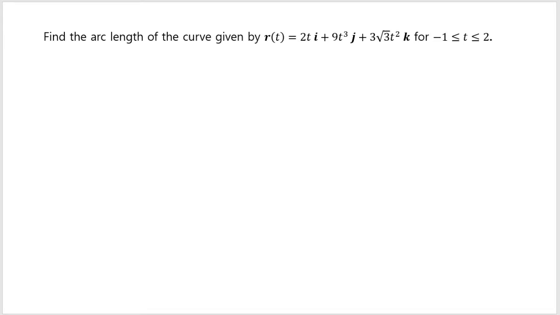Find the arc length of the curve given by r(t) = <2t, 9t cubed, 3 radical 3 t squared> for t between -1 and 2.